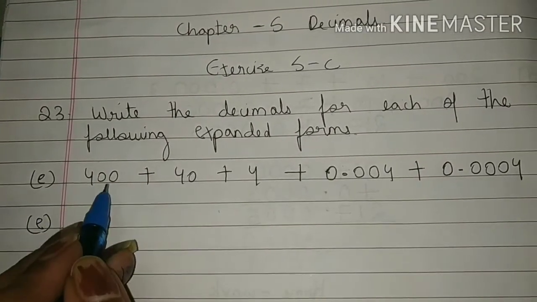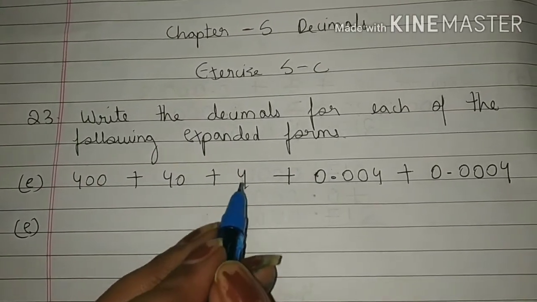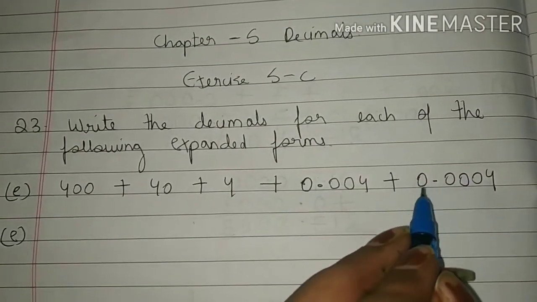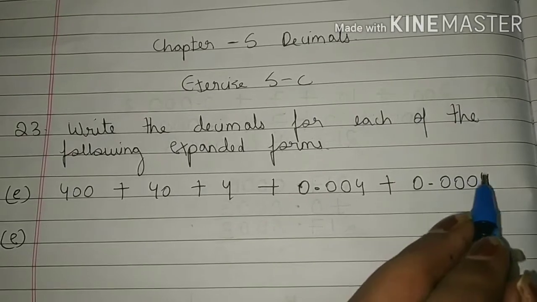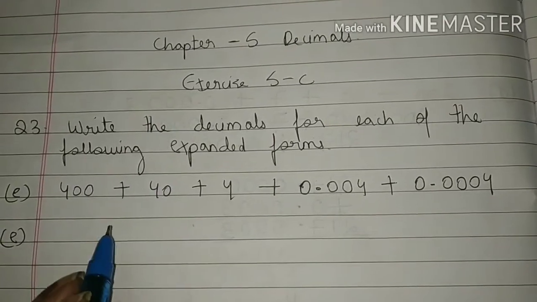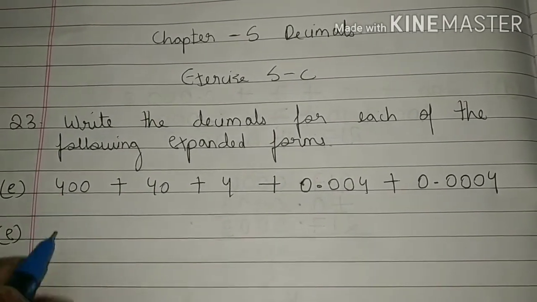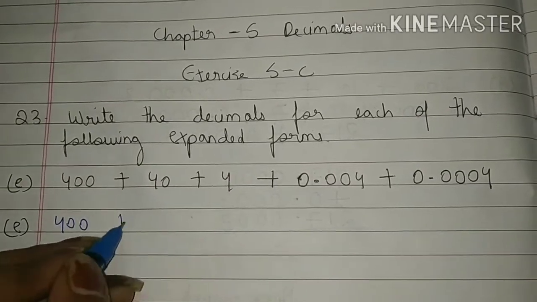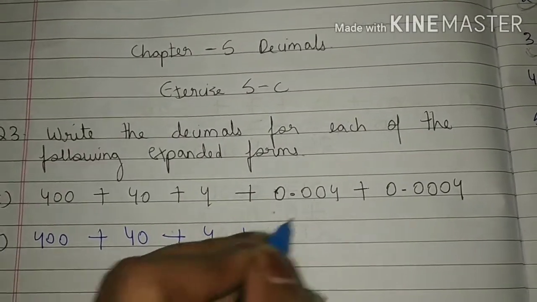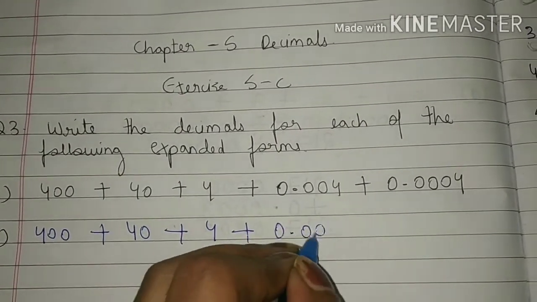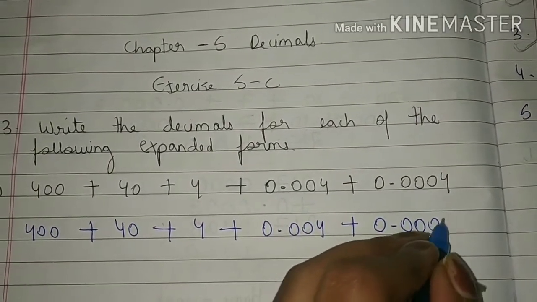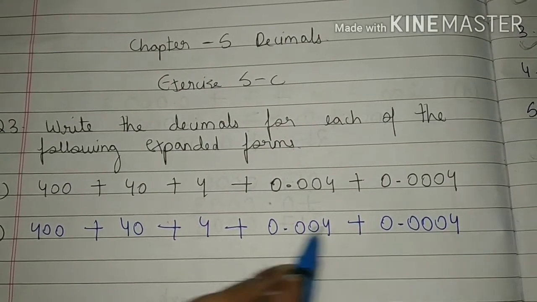Question is 400 plus 40 plus 4 plus 0.004 plus 0.0004. Now students, we will add these numbers. But first of all, we will copy down the question here. 400 plus 40 plus 4 plus 0.004 plus 0.0004.